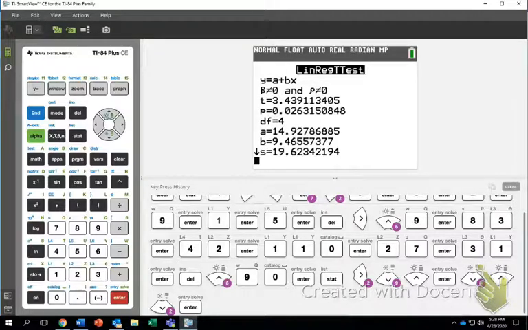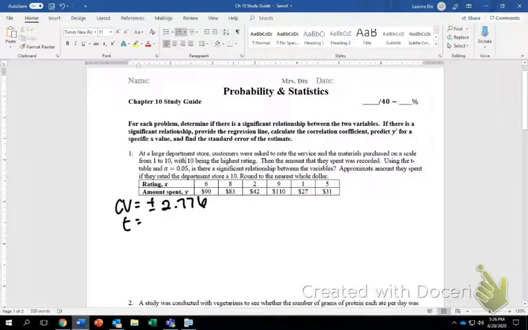So I'm going to go back to my screen. I'm going to try to go back to my screen. There we go. And I'm going to say my t-value is 3.439. So now I'm going to just draw my picture.